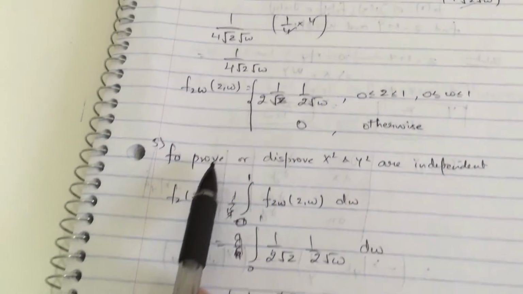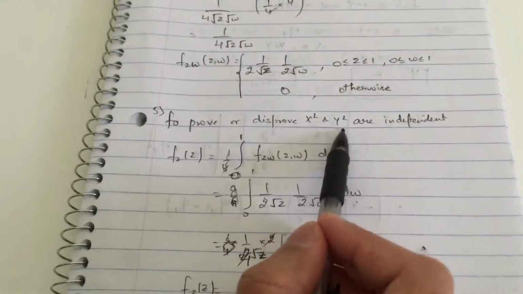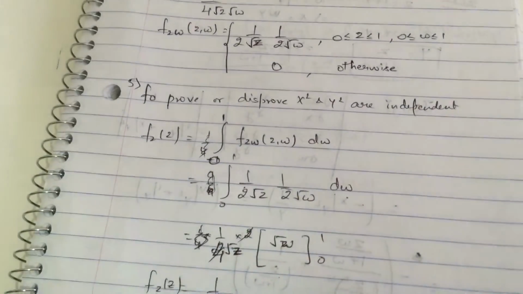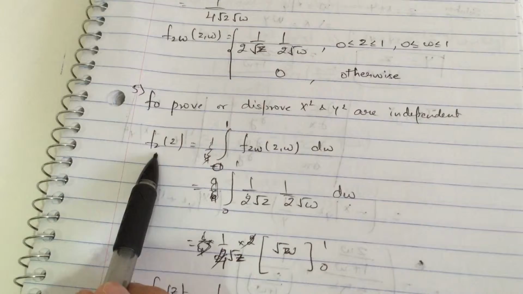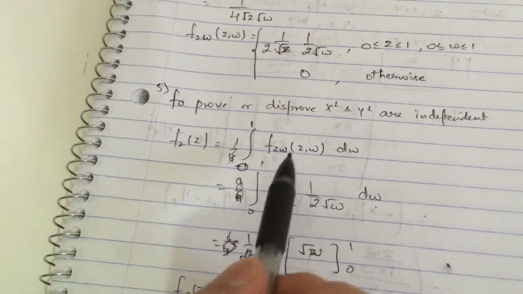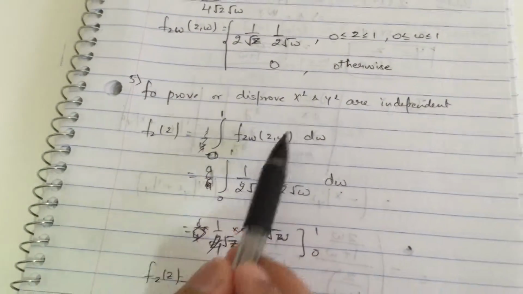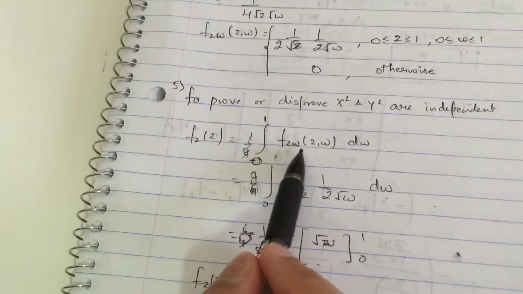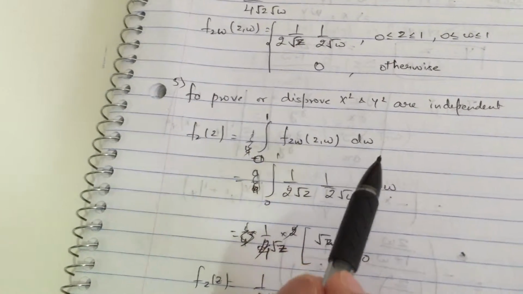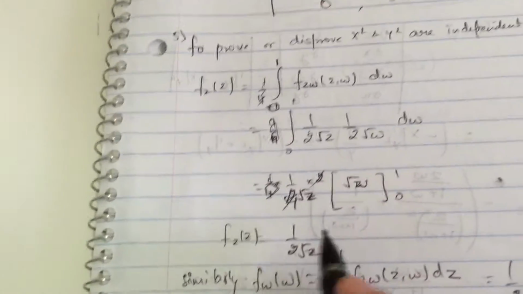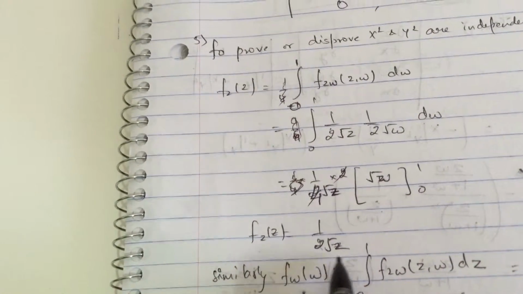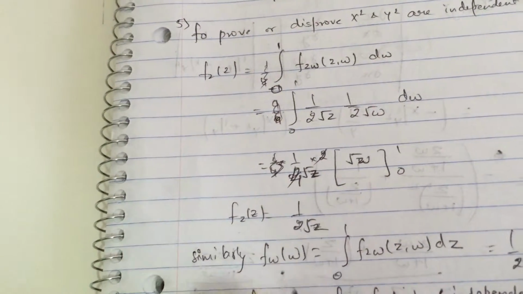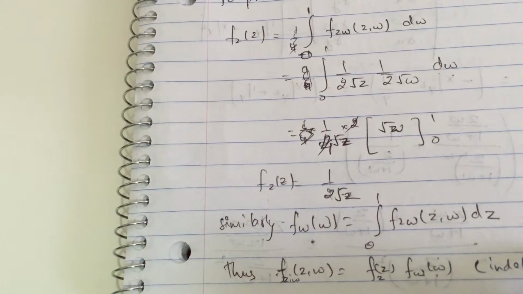Now the fifth part asks us to prove x square and y square are independent. So let's find fz of z. We know that z lies between 0 and 1. This can be calculated from the density of z and w, integrating with respect to dw. The integral of 1 upon 2 root z into 1 upon 2 root w dw gives us fz as 1 upon 2 root z. Similarly, we can find f of w, and this again comes out to be 1 upon 2 root w.